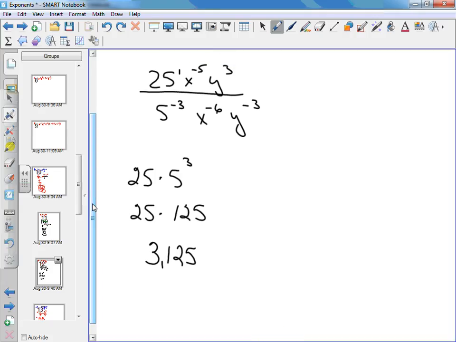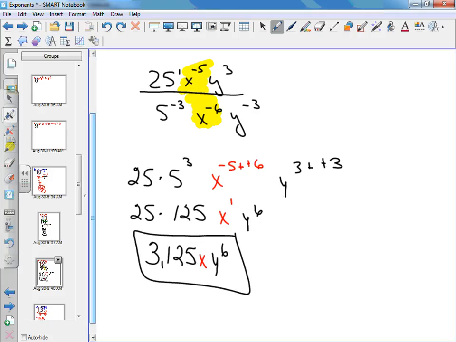Now look at the x's. How are the x's attached? The x's that are right here are attached by division, yes? So, how do I deal with that? What do? Subtract them. So this is going to be x to the negative 5 minus negative 6 plus gives me x to the first. Yes? Do we see that? Now my y's, what do? So that's plus to give you y to the 6. And you're done. Any questions on the front? Are we good? Okay, turn it over to the back.